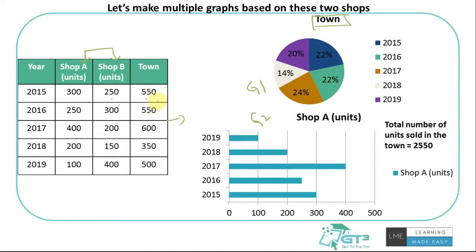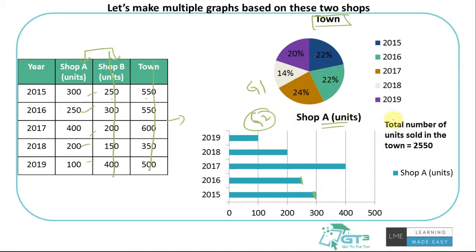Let's assume I don't know this. I only know the shop A units. That is what graph 2 is talking about. In 2015, shop A sold 300 units. In 2016, shop A sold 250 units. And so on, as given in graph 2. From this graph alone, can I comment on shop B? No. Hence, I cannot even comment on the entire town as well.